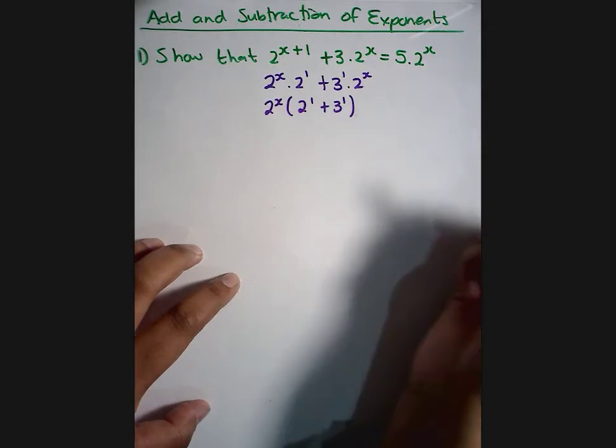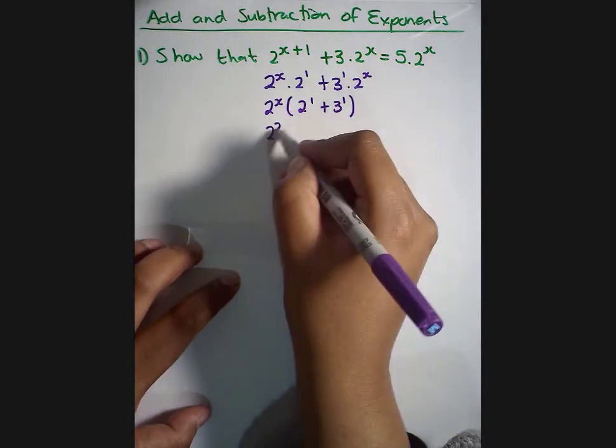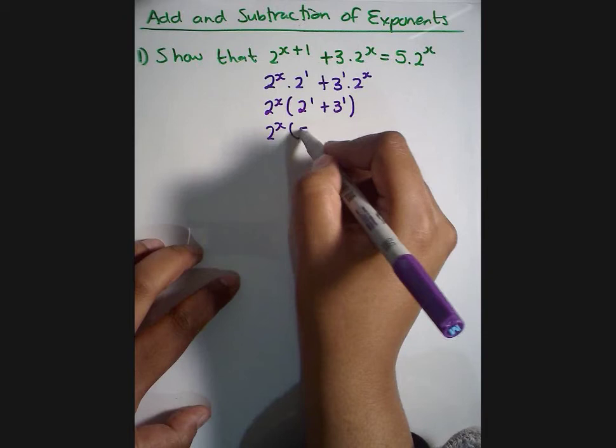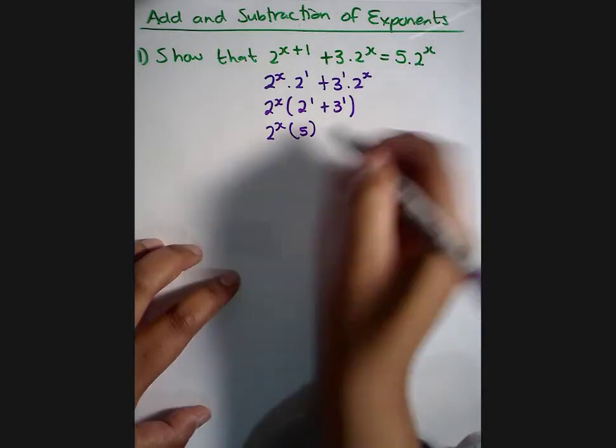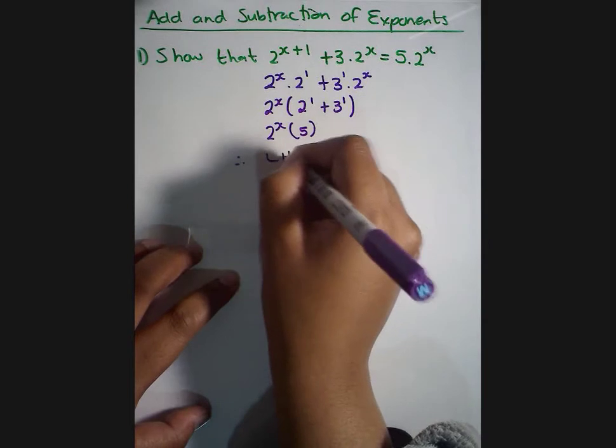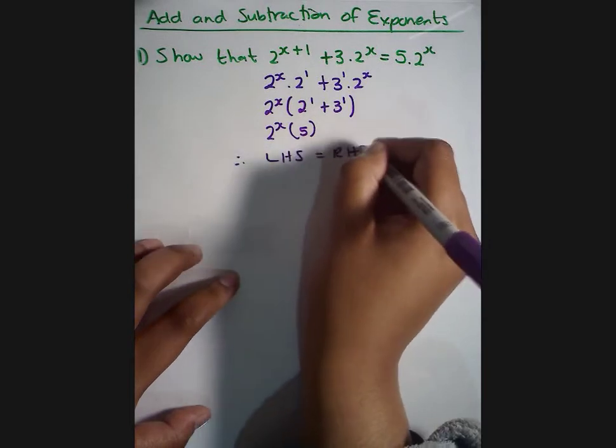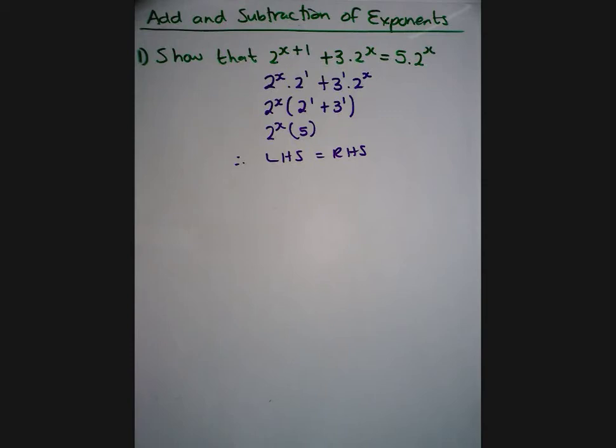Then finally, 2 to the power of x, 2 plus 3 is 5. So this is the same as 5 times 2 to the power of x. So therefore, my left hand side is equal to my right hand side. That's very simple. So the only difference between this one and multiplication and division is here we do factorization. So the next question says number 2.